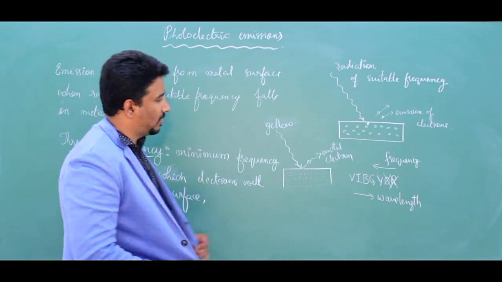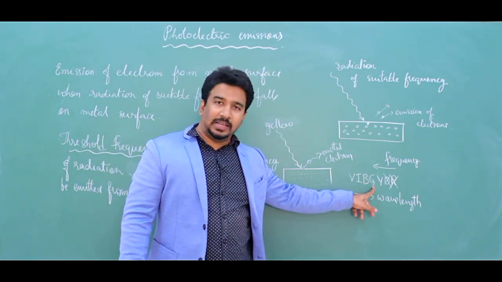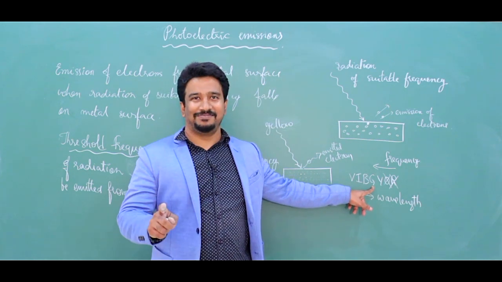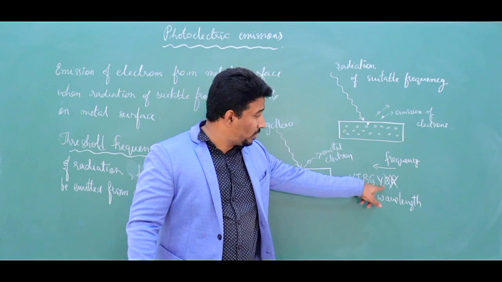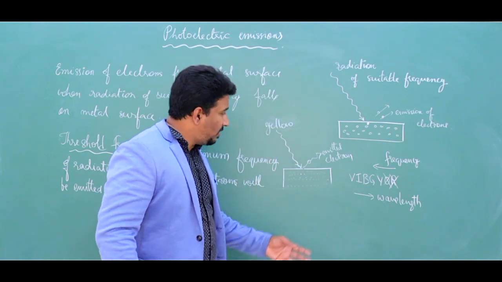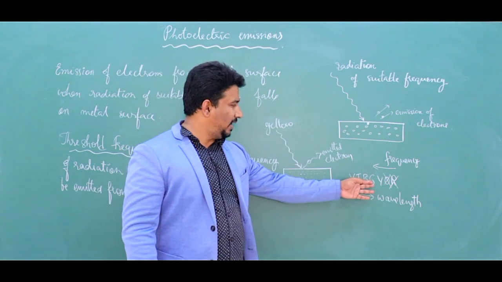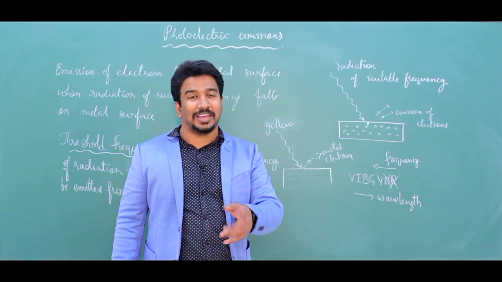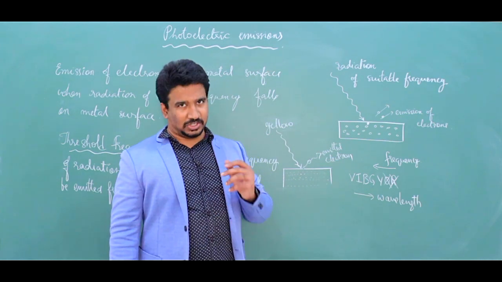Now, sir, for the example that you have given, can I call green a threshold frequency? No. Green light's frequency is more than yellow light's frequency. That means, which is the minimum frequency required? Yellow light in frequency, electron will be emitted. Green light is higher, emission happens. But can we call that a threshold frequency? No, we can't call it a threshold frequency.